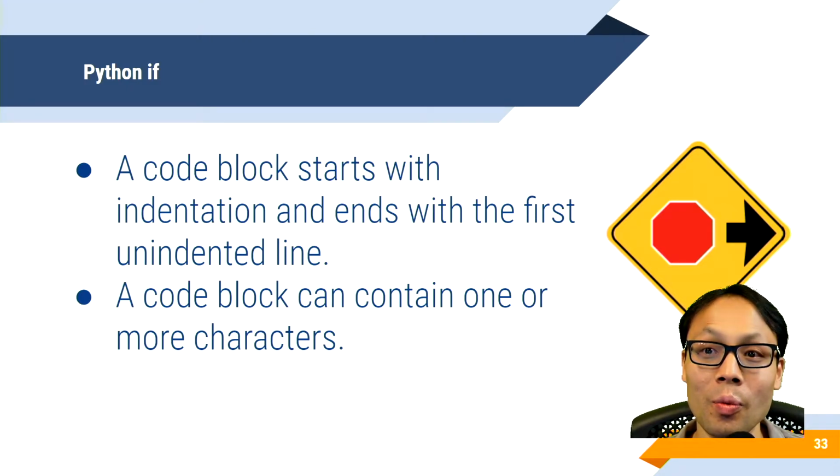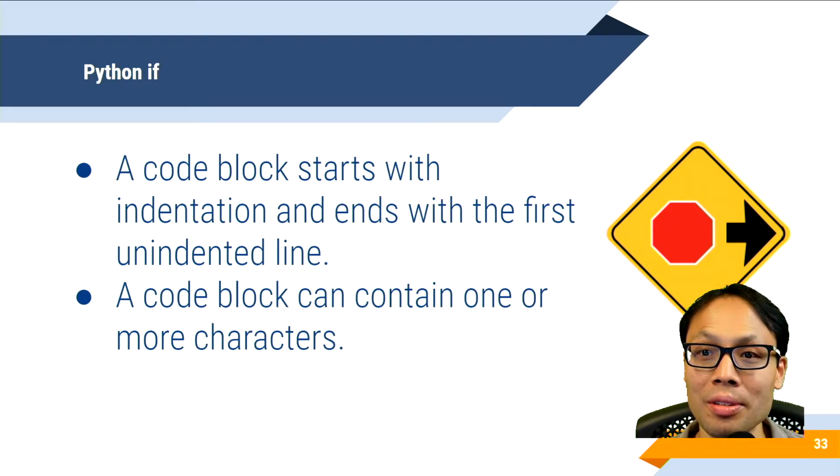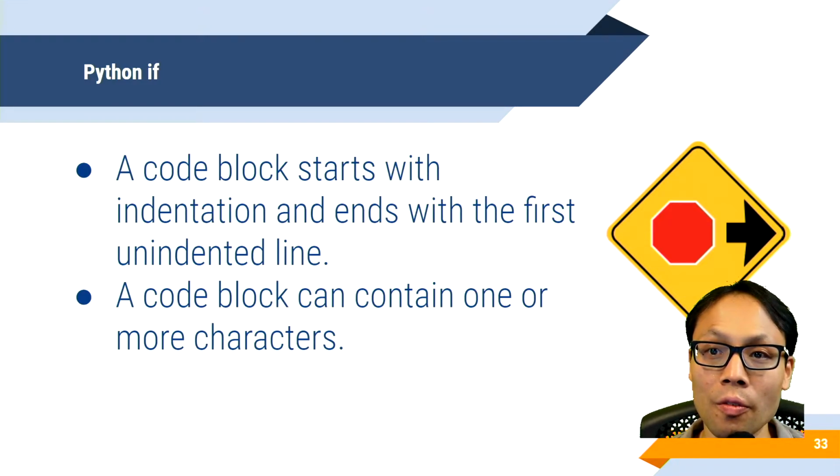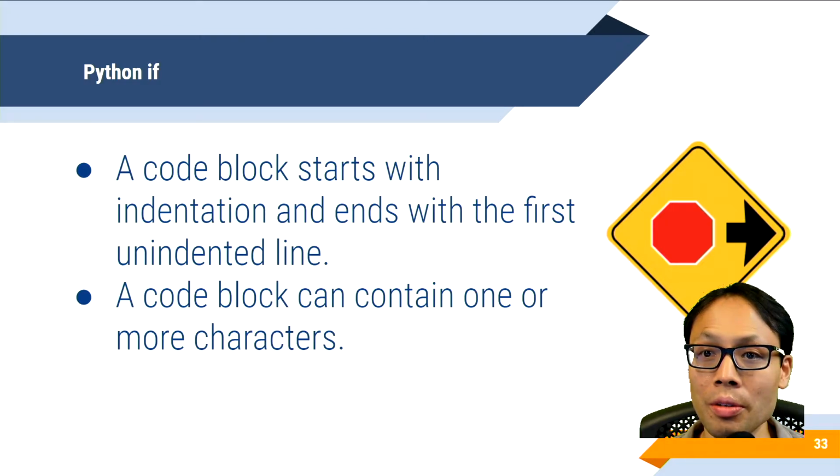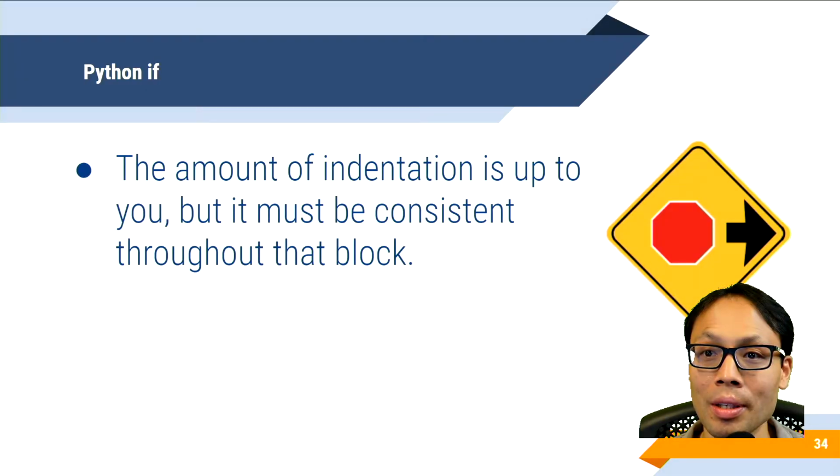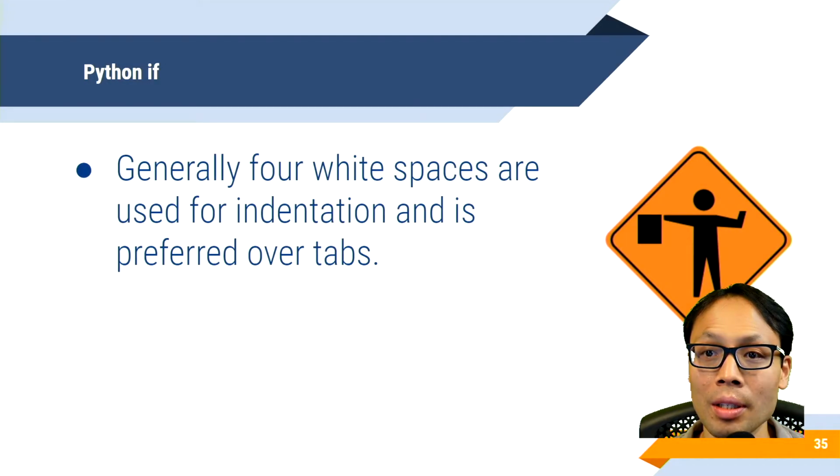So with the if statements, which is what we're going to look at first with our conditional statements, a code block starts with an indentation and ends with the first unindented line. Now also note to yourself, a code block can contain one or more statements. The amount of indentation is up to you, but it must be consistent throughout the block. Generally, 4 spaces are used for indentation and is preferred over tabs.